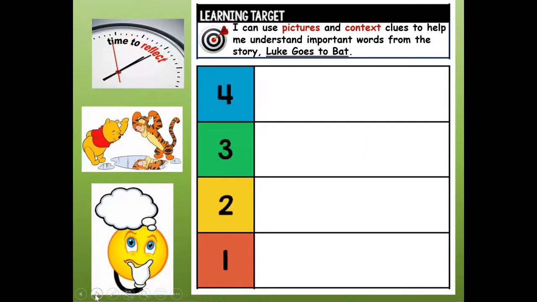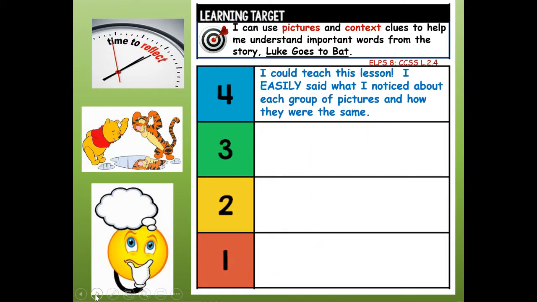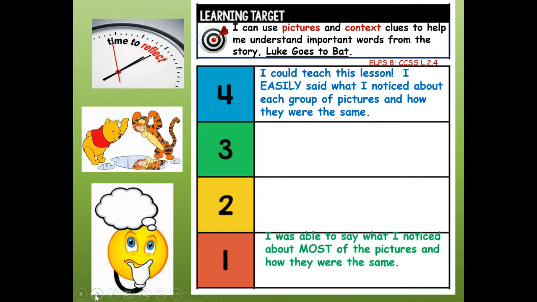All right, let's go over our learning target. At the top of your paper, I want you to reflect on your learning. Our learning was I can use pictures and context clues to help me understand important words from the story Luke Goes to Bat. Would you give yourself a 4? I could teach this lesson. I easily said what I noticed about each group of pictures and how they were the same.